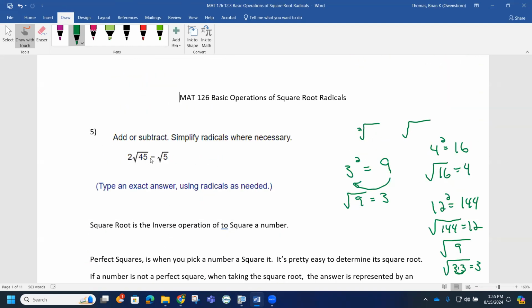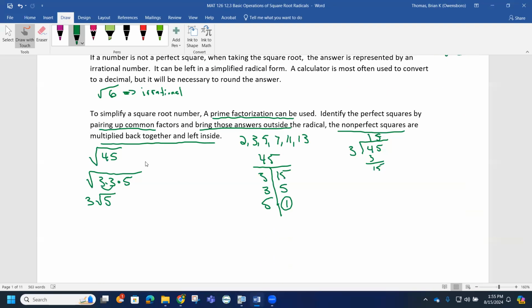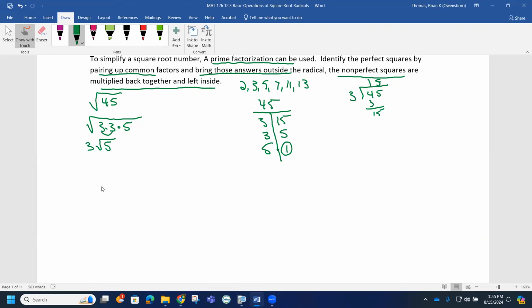So if I come back up to this problem and I'm asked to add and subtract, if we have 2 square root of 45 minus the square root of 5, we kind of treat this like terms. To have like terms, we have to have like radicals. To have like radicals, what's inside the radical has to be the same. Well, since these are not like radicals, it cannot be simplified as is. But the square root of 45 can be simplified.